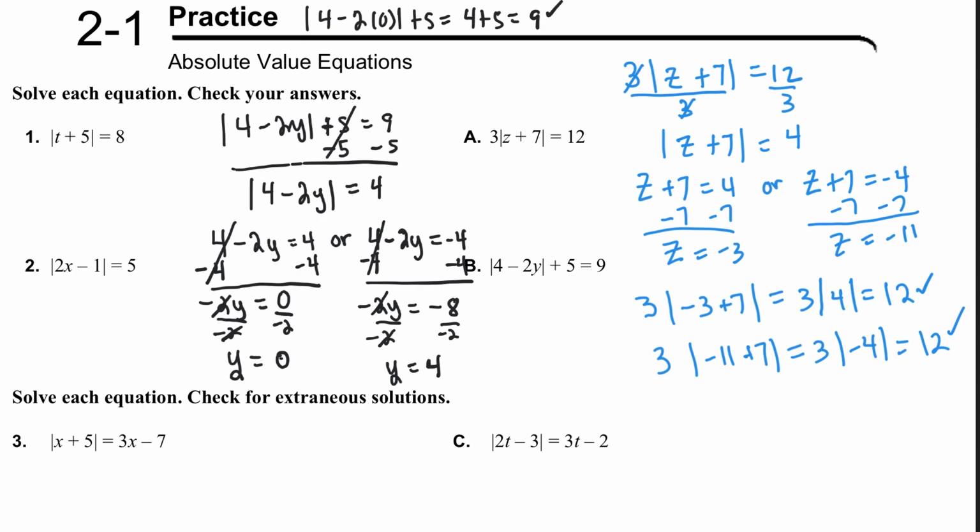We got 9. We're going to go ahead and now substitute 4 into the original equation. So you have the absolute value of 4 minus 2 times 4 plus 5, and we want to check if that's equal to 9. We have 2 times 4 is negative 8. 4 minus 8 is negative 4. So you have negative 4, the absolute value of negative 4, plus 5, which does equal 9. Okay?